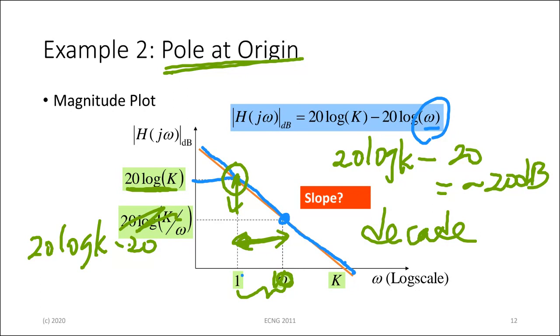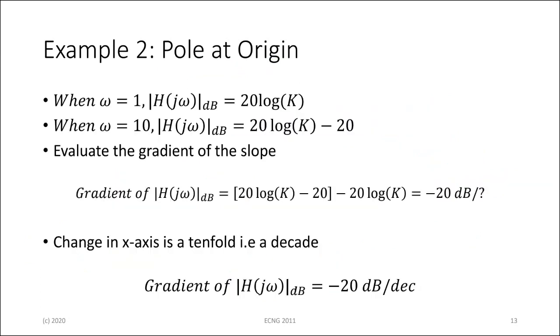Yeah? Right here. So for a single pole at the origin, the gradient of the frequency response, as you crank up the frequency, decreases at 20 dB per decade.